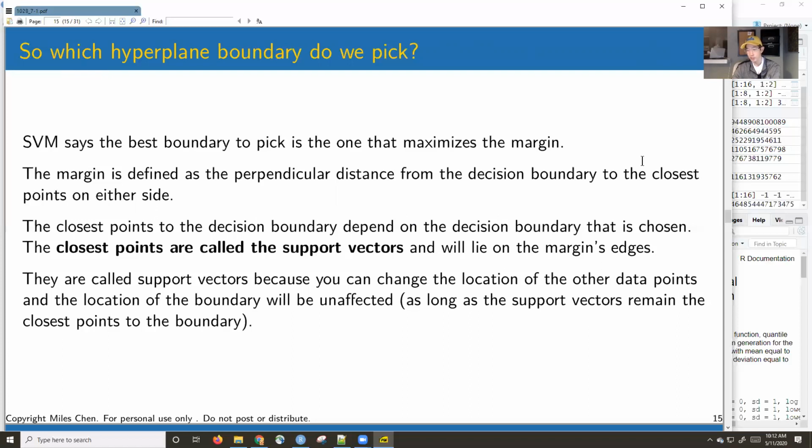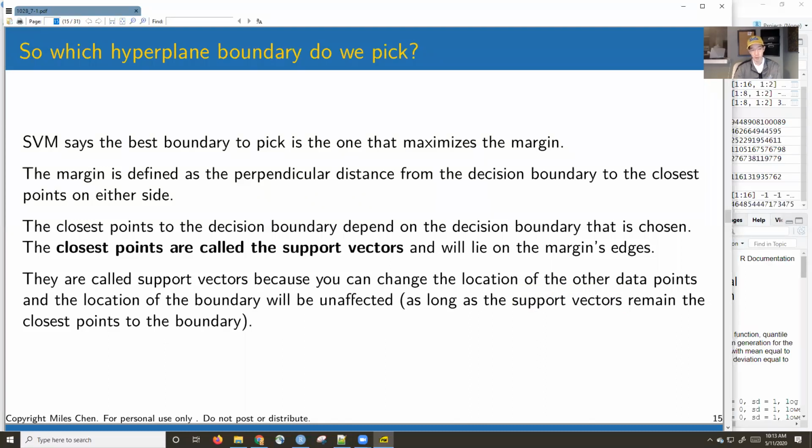Does the distance on both sides have to be equal? Yes. So if you have these parallel hyperplanes, you will pick the line right in the middle between those two parallel hyperplanes. And the closest points are called support vectors. They will lie on the margin's edges. And they are called support vectors because you can change the location of the other data points, and the location of the boundary will be unaffected as long as those support vectors remain the closest points to the boundary.